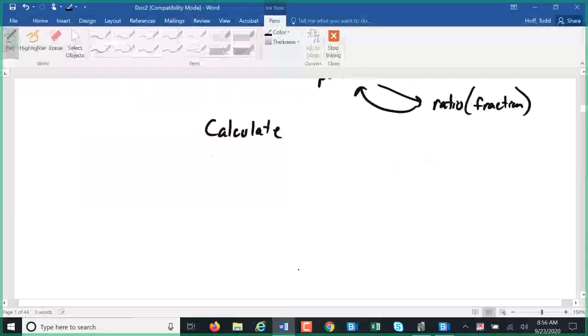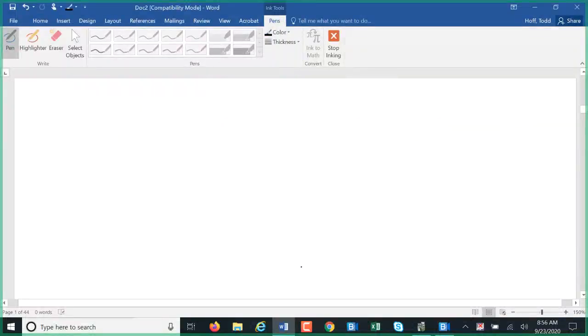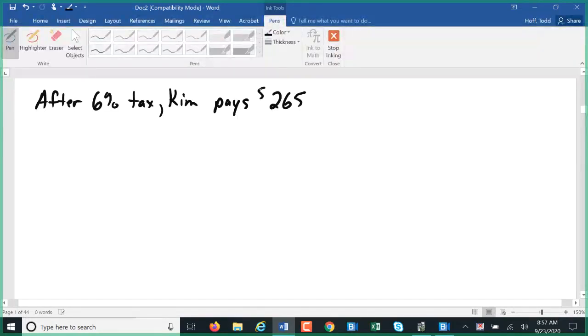Be very, very careful with percent increase and decrease. I want to do a couple examples of those. Let's say after 6% tax, Kim pays $265 for supplies. How much did Kim pay in tax?